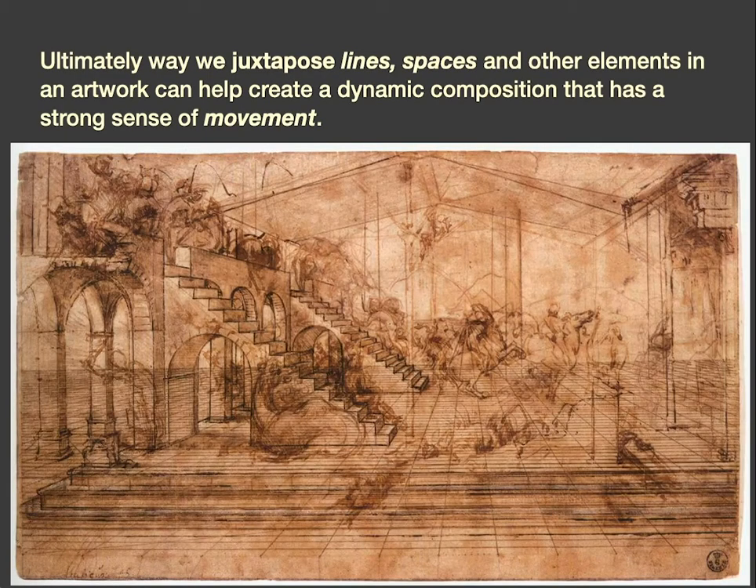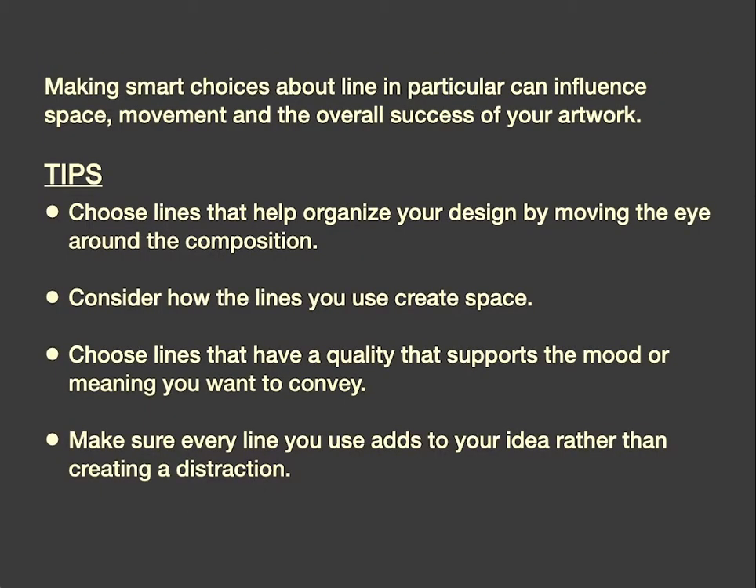Ultimately, this is all important because the way we juxtapose lines, spaces, and other elements in our artwork is what helps us create a dynamic composition that has a strong sense of movement and that's interesting to look at. So these are really important things for us in 2D design. It's important in particular for Project 2 that you learn to make smart choices about line. This influences space, it influences movement, it influences the overall success of your artwork.